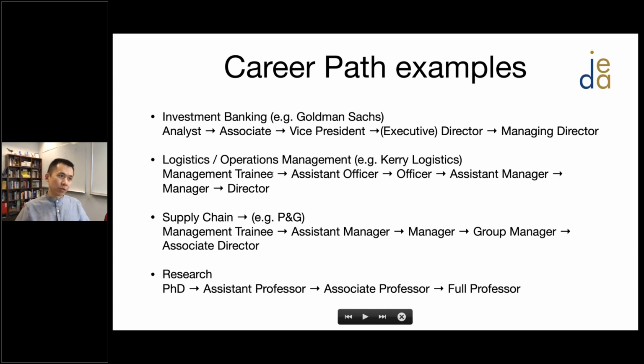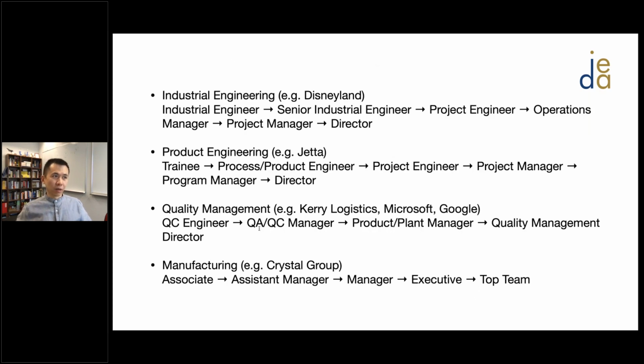For logistics, normally you're going to be a management trainee or assistant officer, and there's also a research track. If your children are interested in pursuing, for example, PhD study, then like me, you get a PhD and then become assistant professor, associate professor, and you can end up with a career path in universities. You can also go to industrial engineering, like Disneyland. Disneyland actually needs a lot of analysts or IE students like our students. You're going to be industrial engineer, senior industrial engineer, project engineer, operations manager, and so on and so forth.